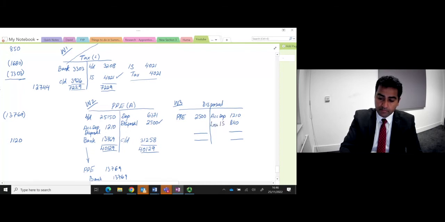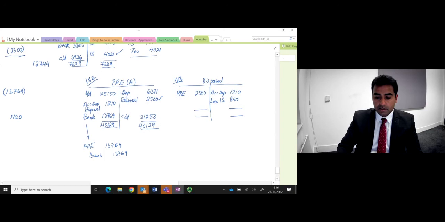Loss income statement. So now I can find out how much cash I have actually received from the disposal of this asset. If I close this account, I can see that the debit side is heavier, 2500, 2500, and over here I'm going to record the difference, which is £450, and that is the bank.